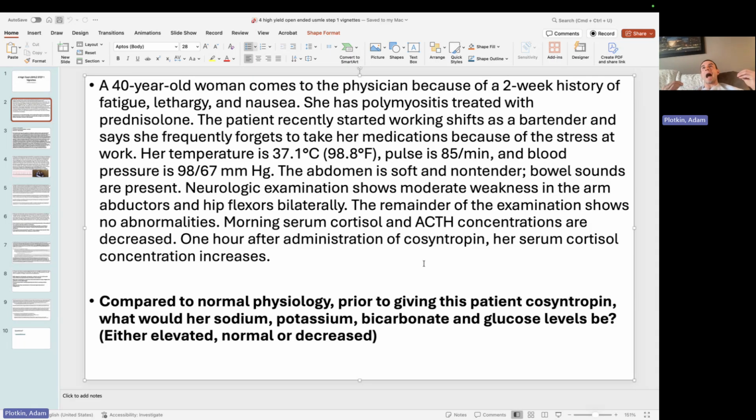On a board exam, they will be very clear cut with you, like the cortisol does not rise, right? In real life, it's definitely a lot more complex than that. And that's why you consult an endocrinologist who's an expert in this stuff, right?